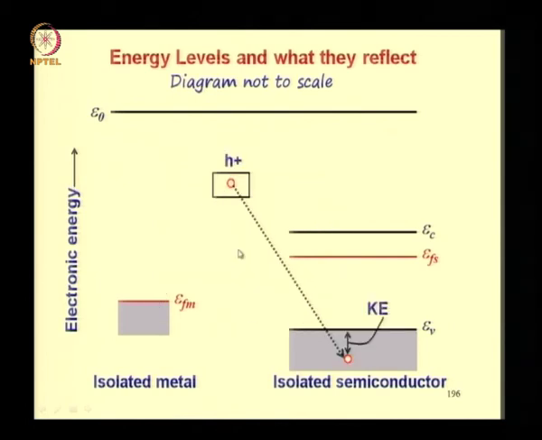As against this, if you have a hole in a semiconductor, you won't have a hole in a metal. In a semiconductor you have a hole, then EV minus the energy of the hole is the kinetic energy, because EV is the potential energy of a hole.